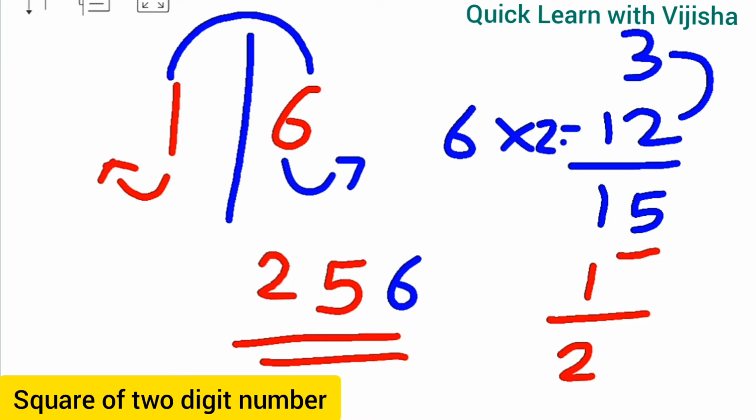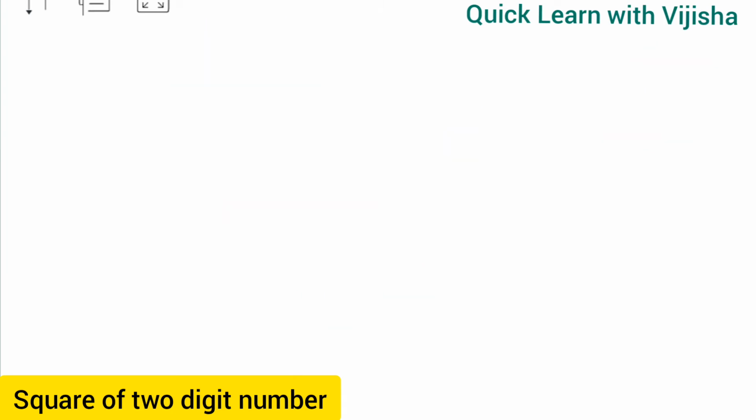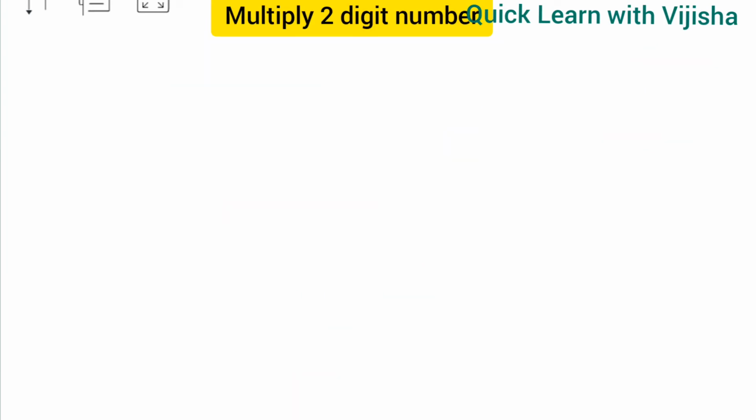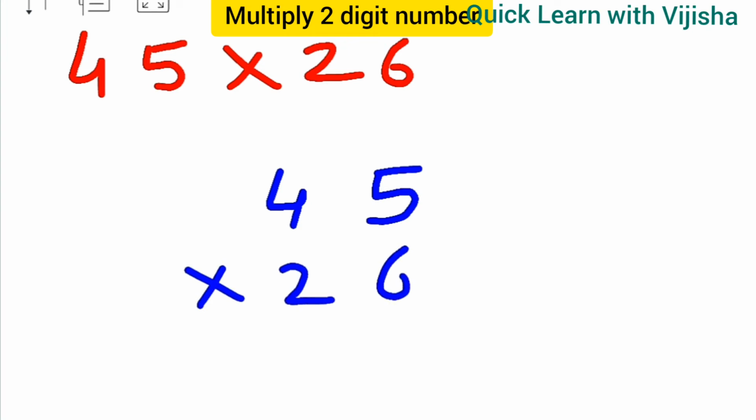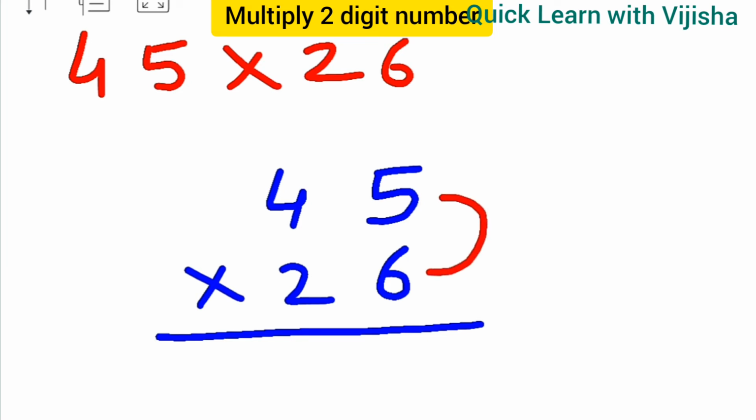Understanding children? We'll see the next concept, that is to multiply a 2-digit number with a 2-digit number. For example, the question is 45 multiplied by 26. Now I'll tell you a simple method. We will write 45 multiplied by 26. In one line only we will find the answer. How? I'll tell you. 5 6s gives you the value as 30. So we'll write only this 0.